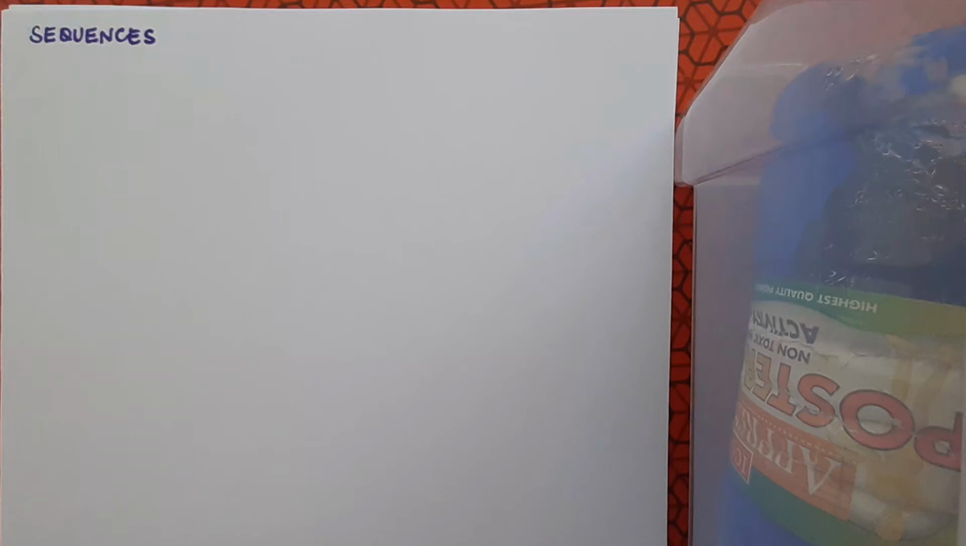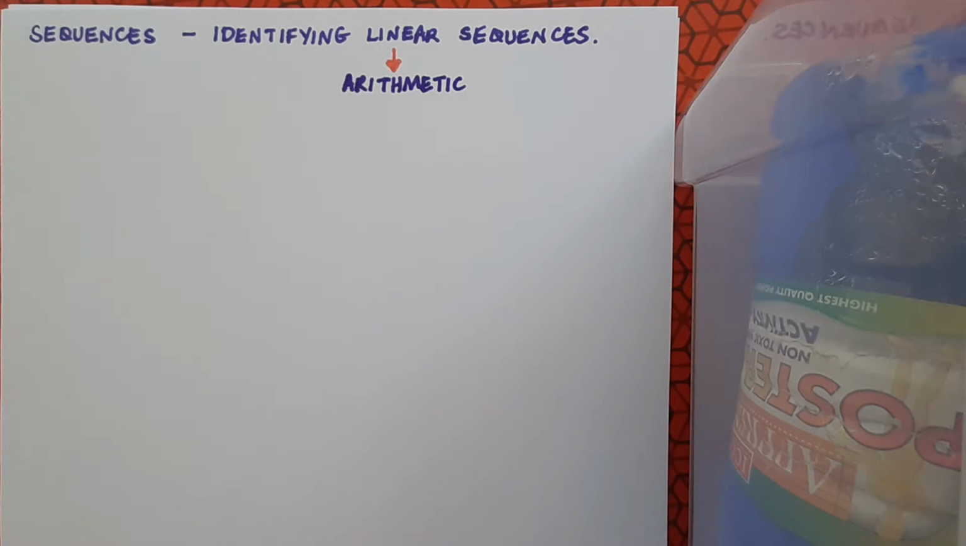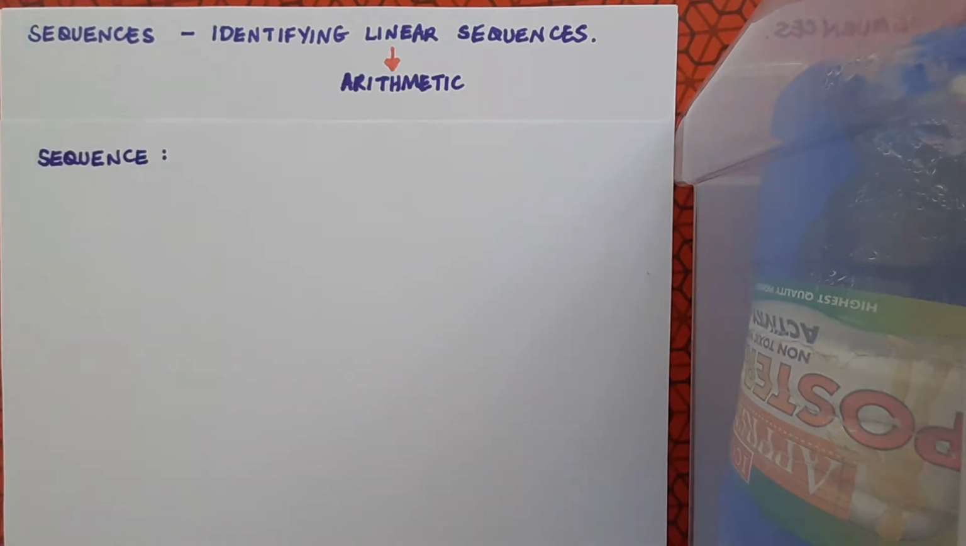This is a short video on sequences, on identifying linear sequences. The first thing to point out is that linear sequences can also be called arithmetic sequences, and these are the exact same thing. So a linear sequence is an arithmetic sequence. So let's look at an example of a sequence, and a sequence is just a list of numbers. And it's a list of numbers that follows a rule.